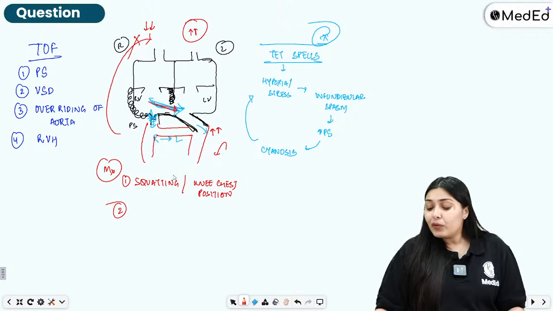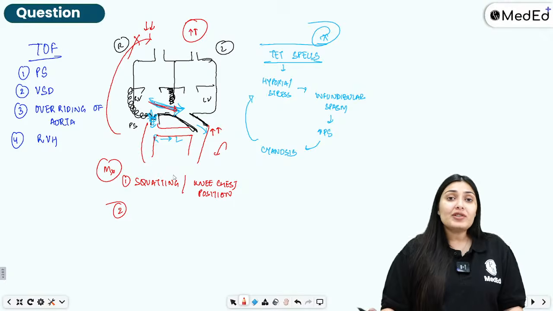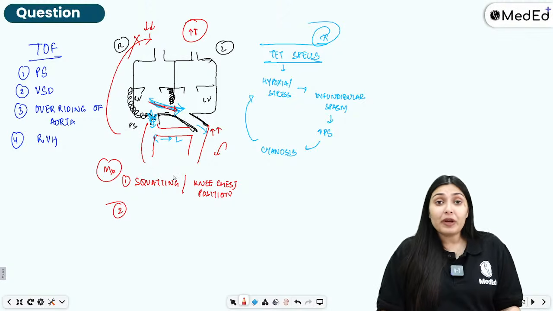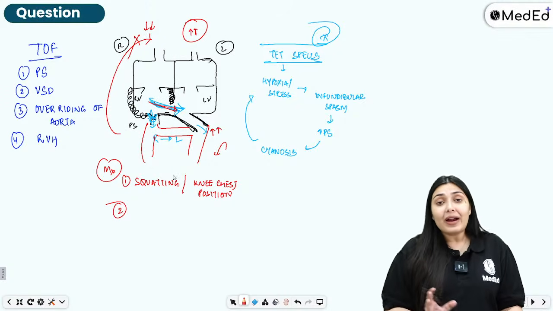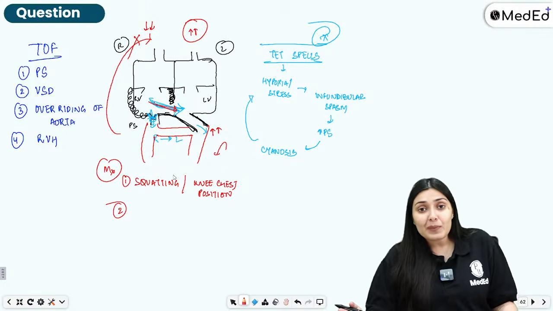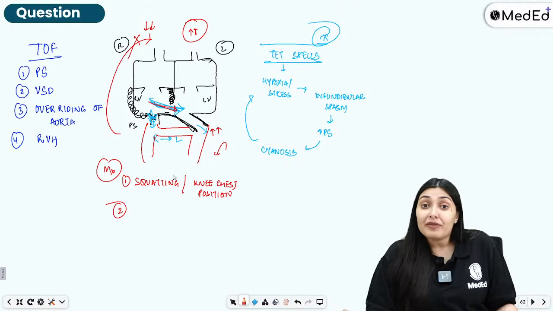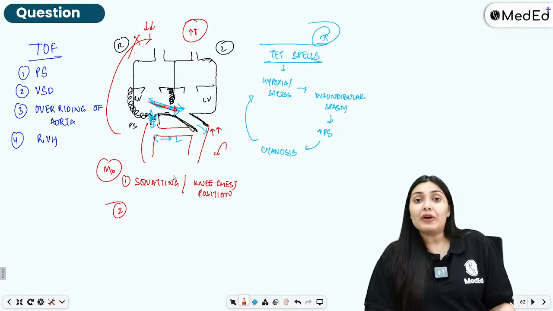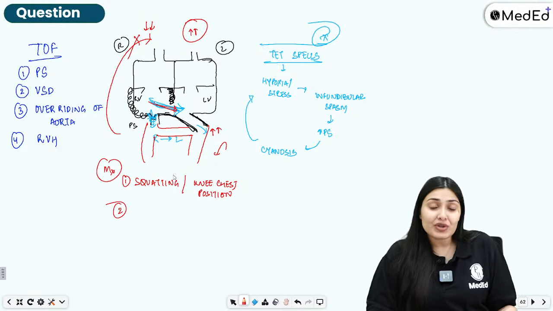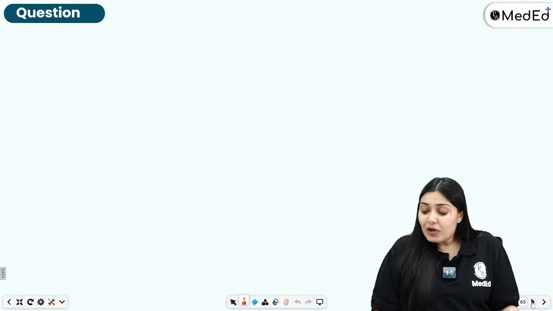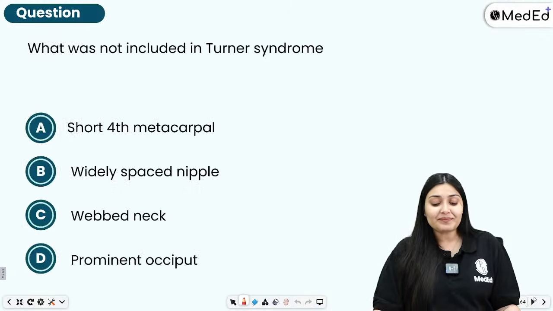We won't go further into details. Just remember, TOF is a very important topic. The clinical triad, the tetrad, the TET spells, this is all that they expect you in the exam. And if they ask you the definitive treatment or the surgical management, that would be the BT shunt, Blalock-Taussig shunt. So now let's move to the next question.